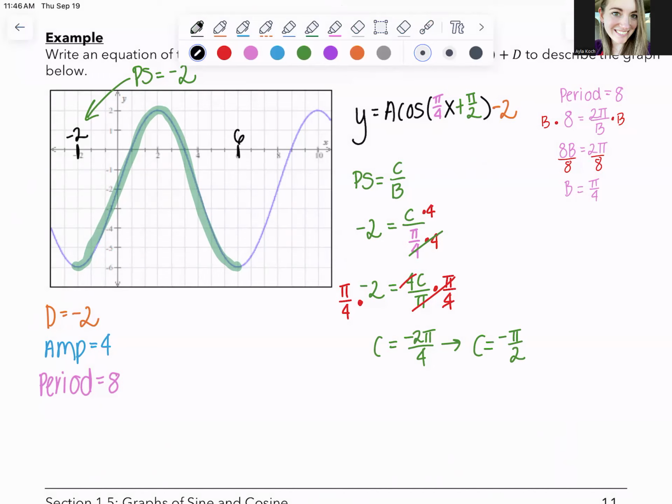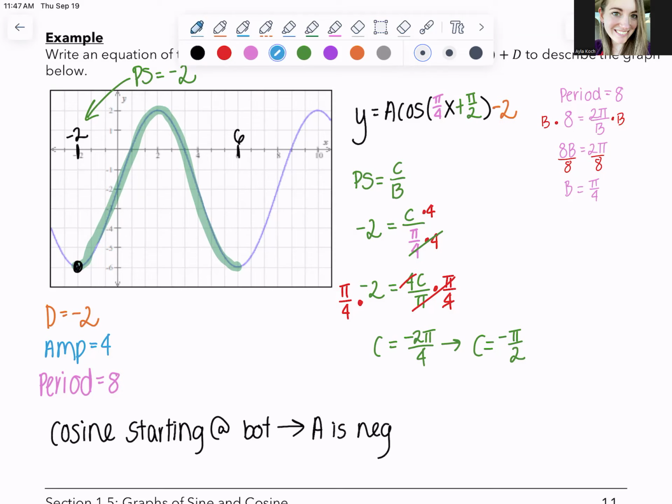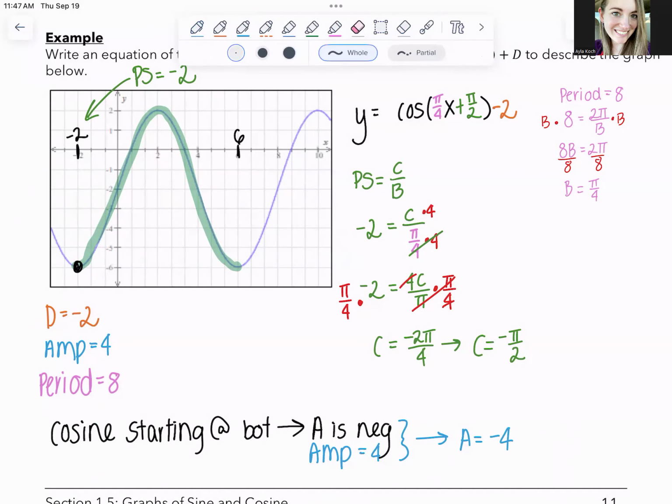Finally, the only thing we have to figure out is what A is. Now, we're looking at a cosine function this time, right? This is cosine, and it's starting at the bottom. That means that the A value is negative. So amplitude is 4, A is negative, which means that A is -4. So there it is. That's the answer.